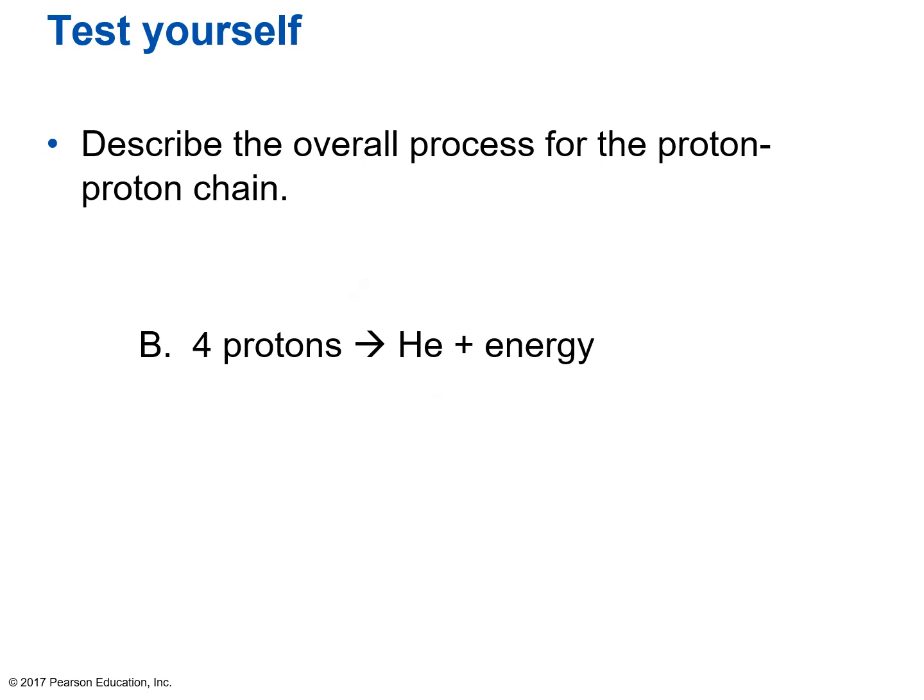And there it is, answer B. 4 protons become helium plus energy. And yes, there are those other little particles, the neutrinos and positrons, but those are tiny particles, and often we're not going to count those. The big things that come out: 4 protons go to make helium plus energy.